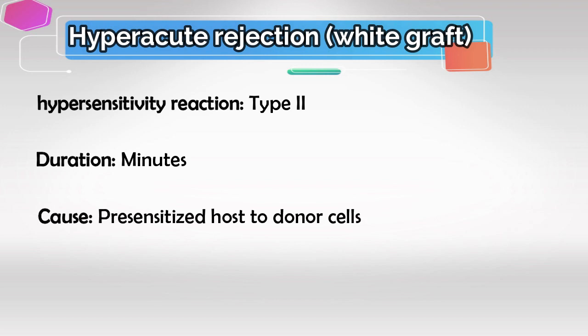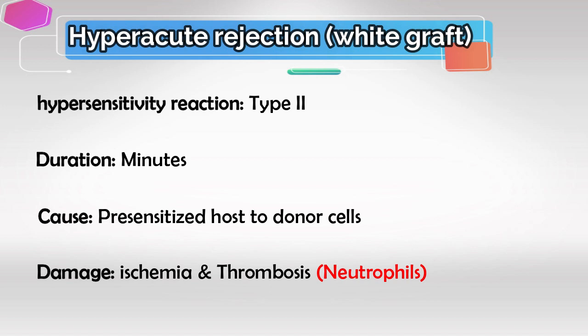The cause is pre-sensitization of the host to the donor, which means the host already has immunity against the donor cells. Under the microscope, we're going to see ischemia and neutrophils causing necrosis. We will also see thrombosis.